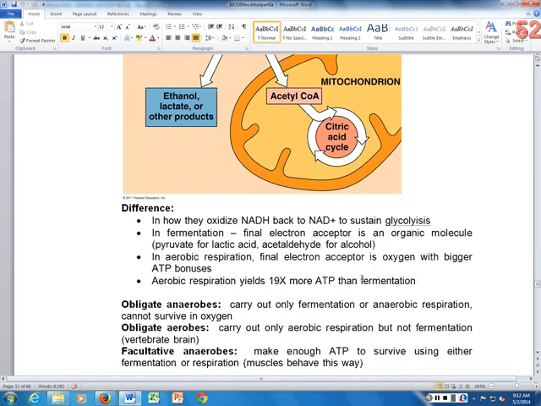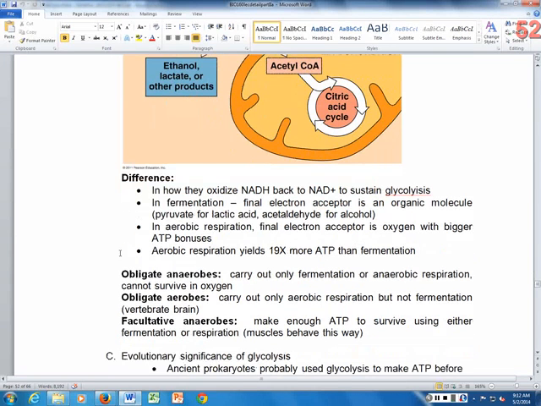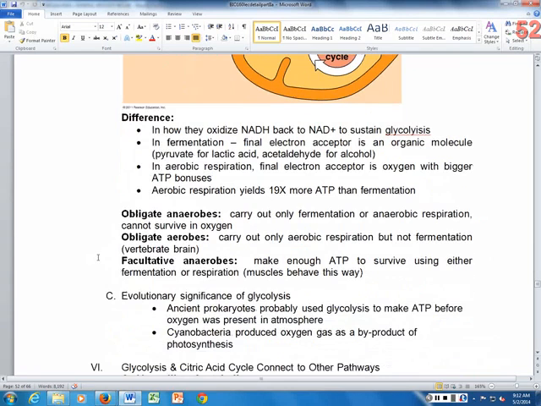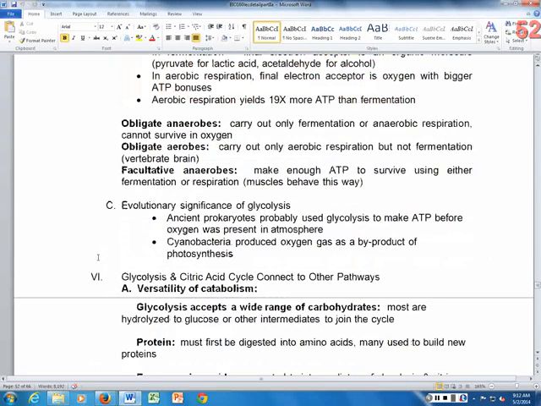So aerobic respiration is far more efficient. It's going to be 19 times more efficient. It's going to give you 19 times more ATP than fermentation does.